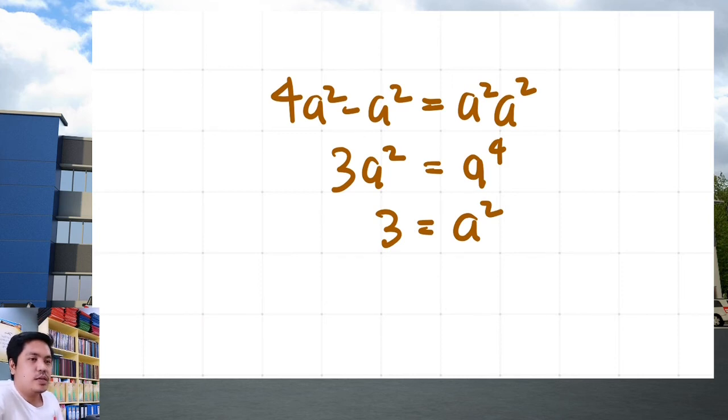The a squared will cancel out. Okay? So a squared is equal to 3. So since a is equal to b, therefore, this is also b squared.